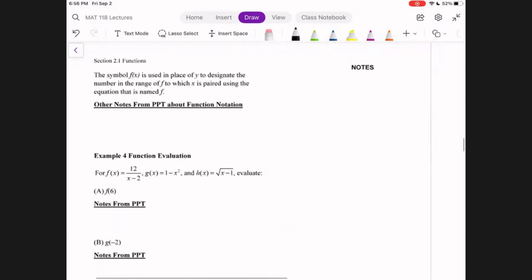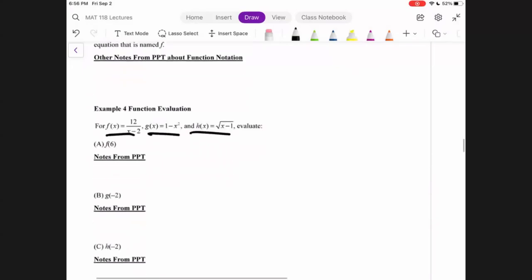So the f of x is used in place of y to designate the number in the range of f to which x is paired. So it's just one way of talking about it. So for instance, we have f of x is this, g of x is this, and h of x is this. And I want to evaluate what is f of 6. So I don't plug it in all three, I only plug it in f. What would be the output if I plugged in 6 for x?